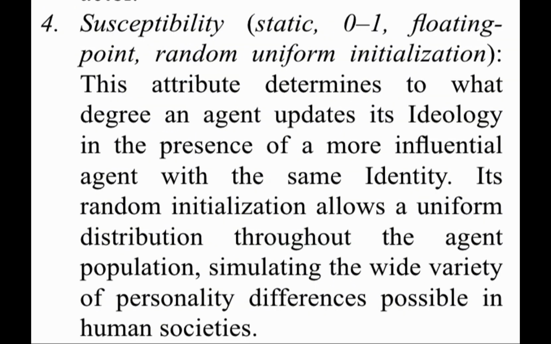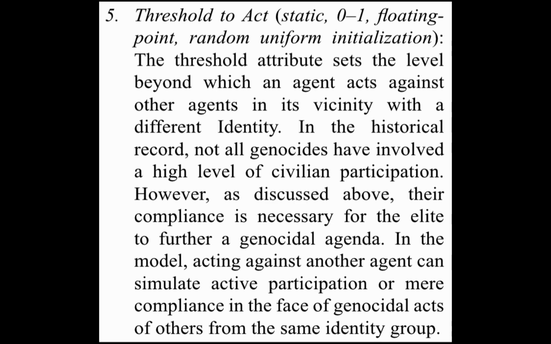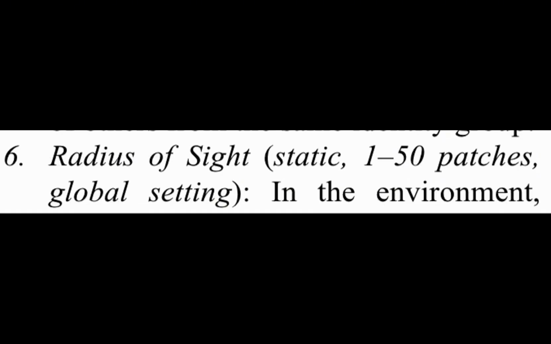The next is an agent's susceptibility, influencing how likely an agent is to be swayed to an ideology by another agent. We can kind of see how these agents are starting to look like people or actors of genocide. Each person has sort of an influence, an ideology, and a susceptibility that is initialized on a range at the beginning of our model. Next is an agent's threshold to act, which basically determines how likely a particular agent is to commit genocide. And lastly is an agent's radius of sight, which basically determines how many other agents an agent can interact with on a particular generation.